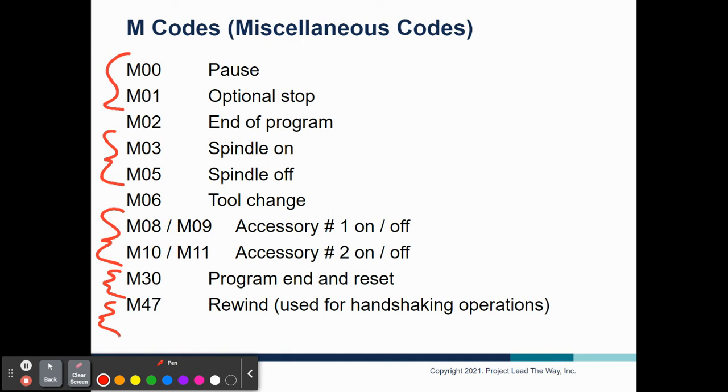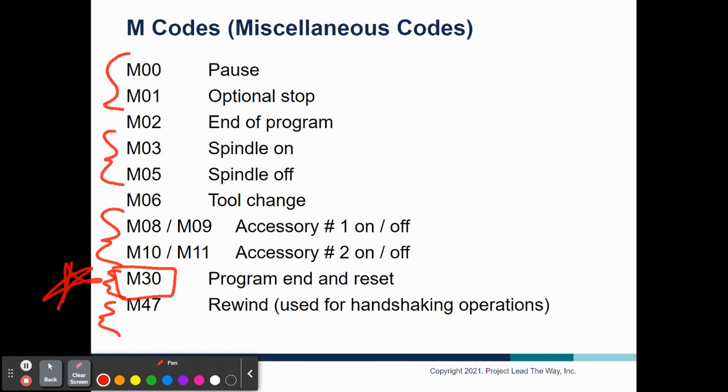M2 is end of program. M30 is end of program and reset. So usually this is what you would have down there at the very end of your program, once you are done with machining it and you want it to go all the way back to the beginning of your program so that you can run the next part and it's ready for that. So a lot of times M30 is what we would use at the end of a program.